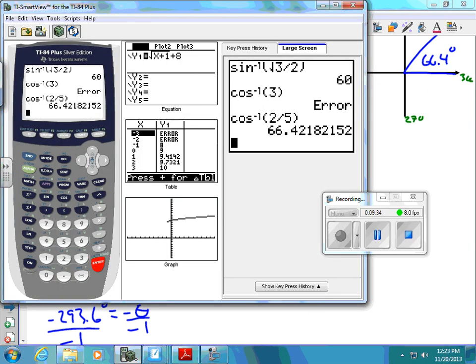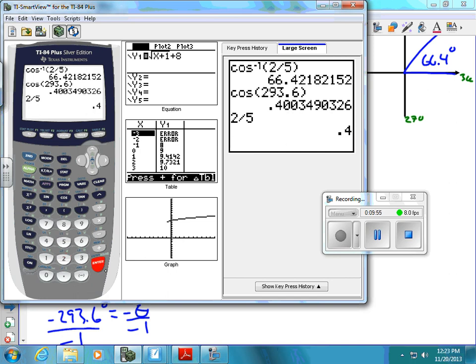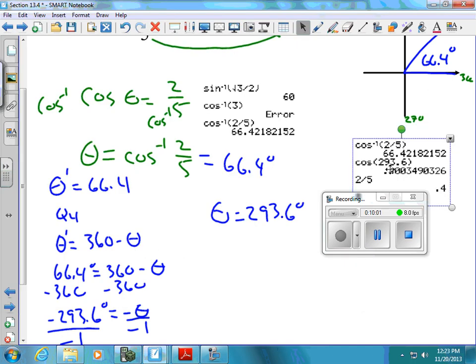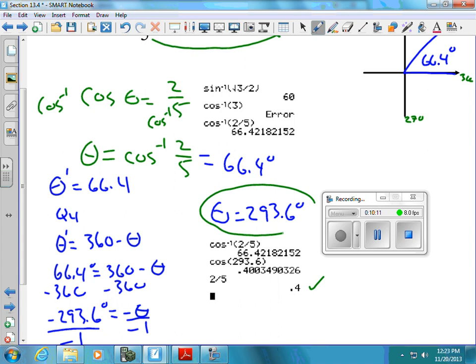Make sure you check that. Go to your calculator and do the cosine of 293.6. We should get something close to 2/5. I get 0.4003. You're like, how's that close to 2/5? I don't know, Mr. Coon. If I hit 2 divided by 5, that's 0.4, and I would say that 0.4 is pretty close to 0.4003. Remember we rounded this value to 66.4, so it's going to throw everything off a little bit. So it checks. This is our answer.